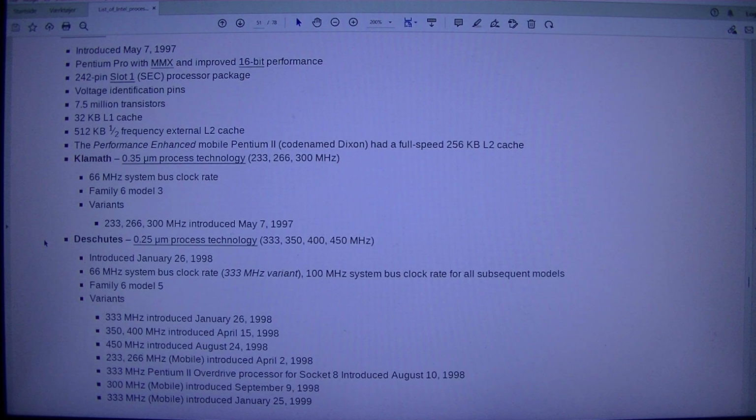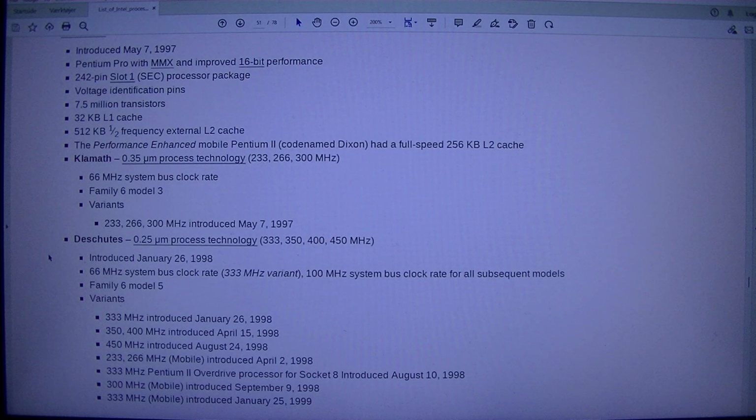Deschutes 0.25 micrometer process technology, 333, 350, 400, 450 MHz, introduced the 26th of January, 1998. 66 MHz system bus clock rate, 333 MHz variant, 100 MHz system bus clock rate for all subsequent models. Family 6 Model 5. Variants 333 MHz introduced the 26th of January, 1998.